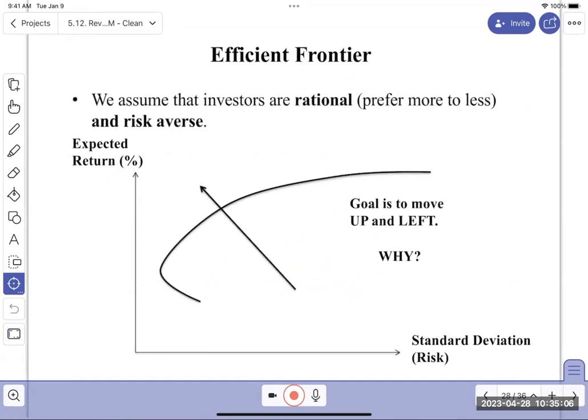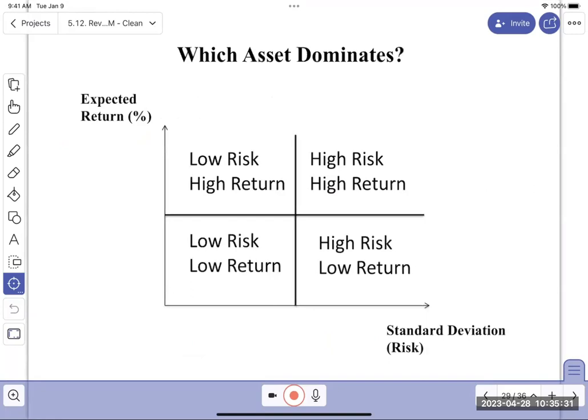We assume investors are rational and they prefer more to less. They are also risk averse. So their goal is going to be to move up and to the left. Up because they like return, and to the left because they don't like risk. So if you're looking at a set of assets, you're going to do the same. And if you're plotting them in this risk return space, you're going to do the same, looking up and to the left.